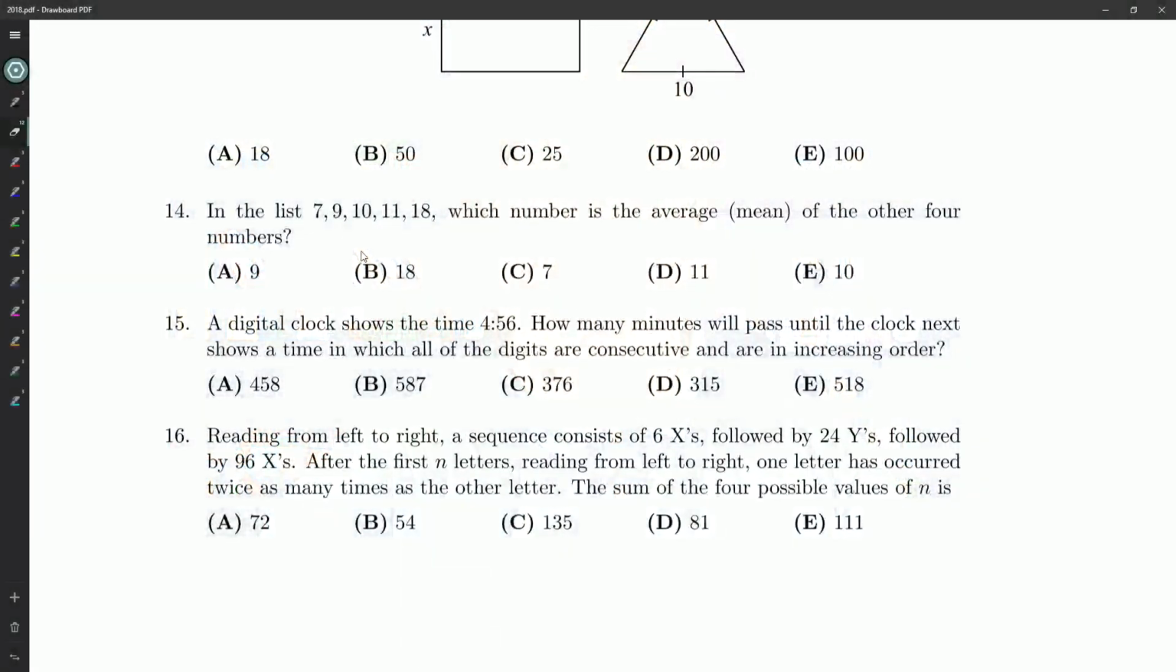Root Beer here. And I'm going to be looking at question number 14 on our 2018 Pascal contest. So, what have we been looking at here for our 2014 Pascal paper? Not 2014, 2018. It's question number 14. Oh, it's going to be a long day. In the list 7, 9, 10, 11, 18, which number is the average of the other four numbers?